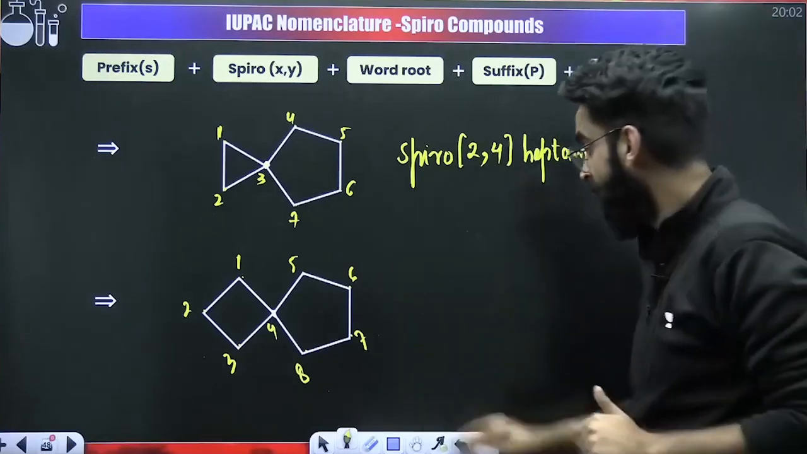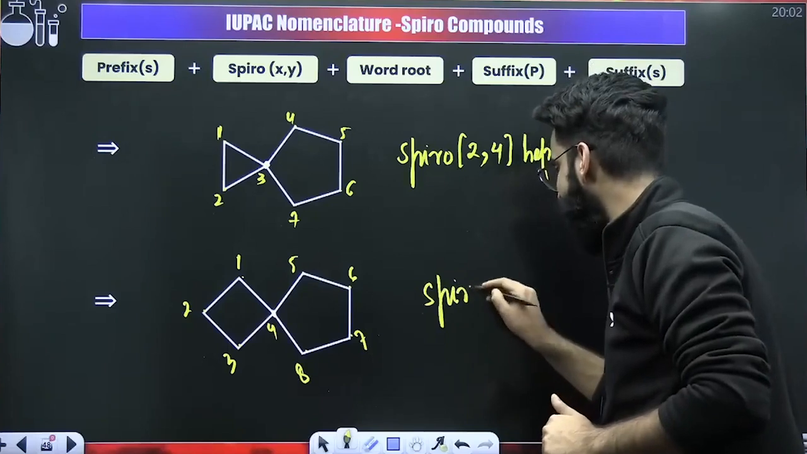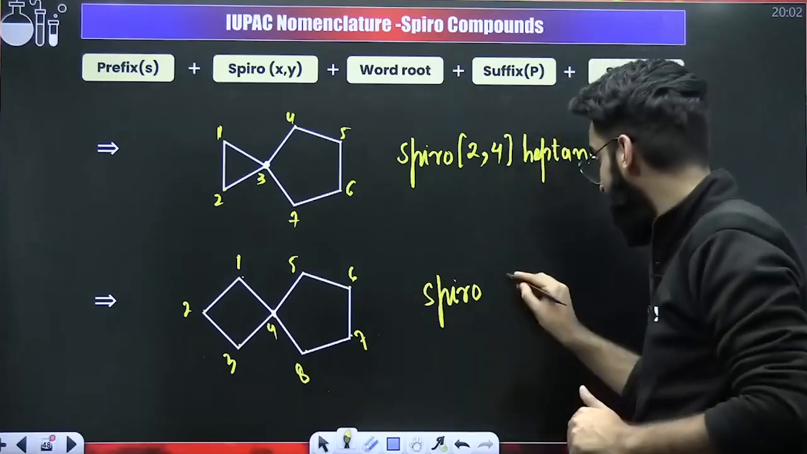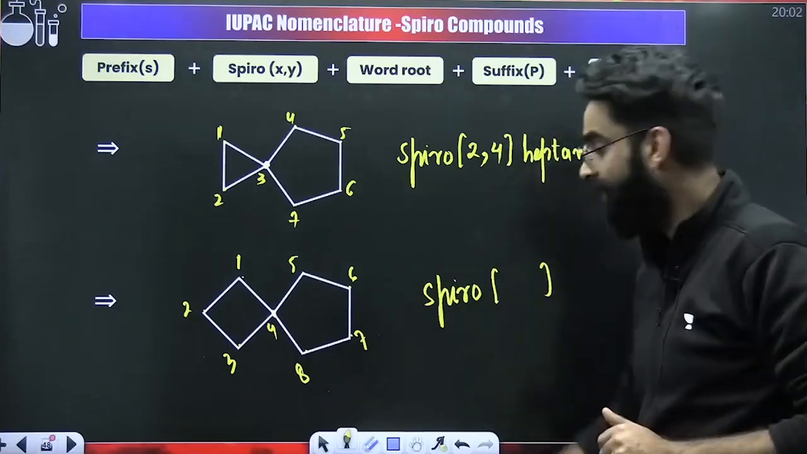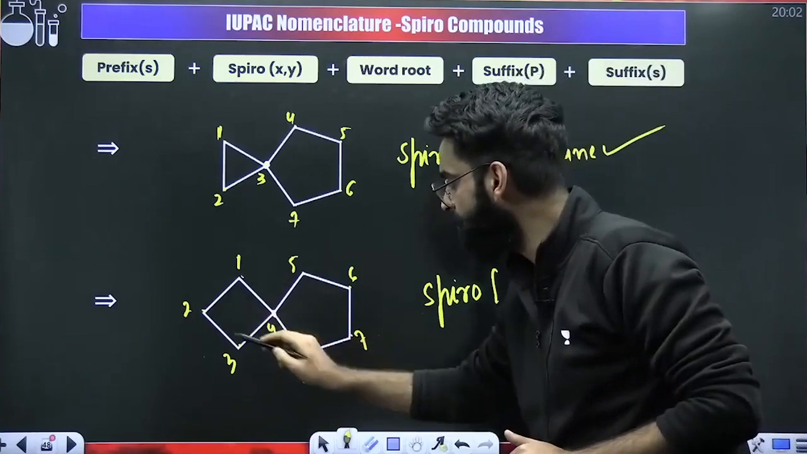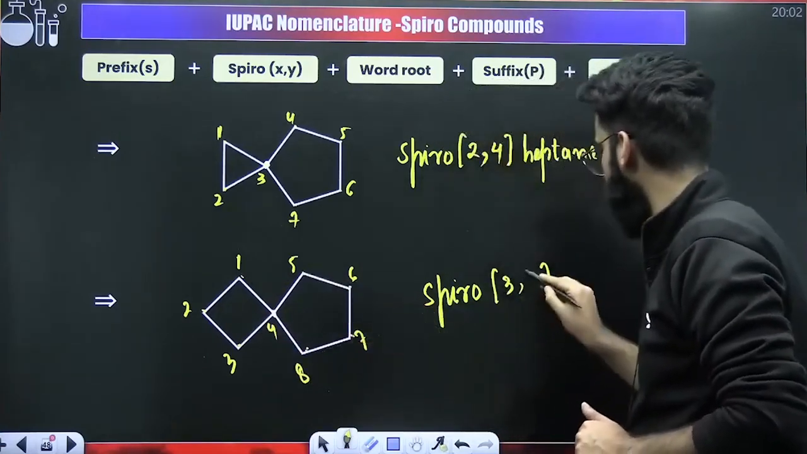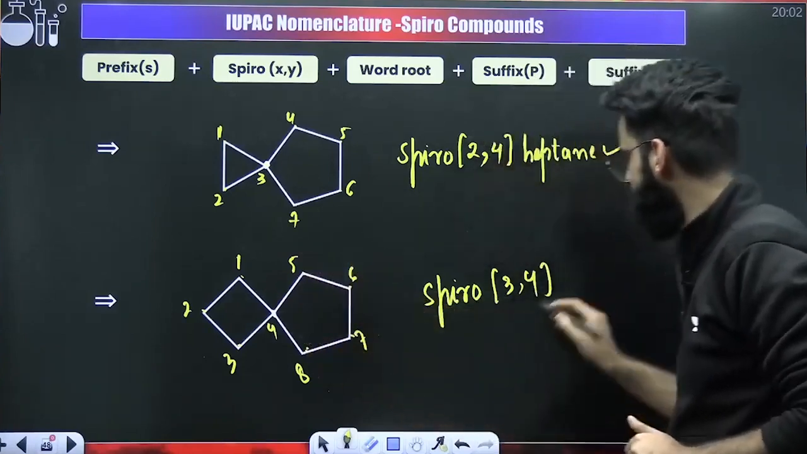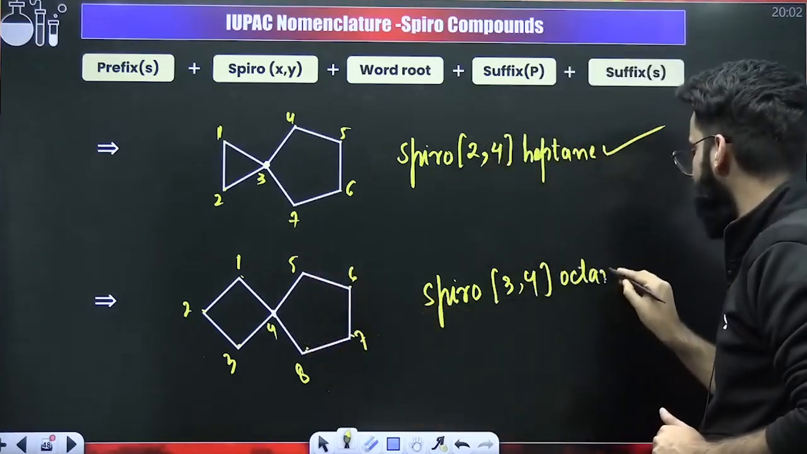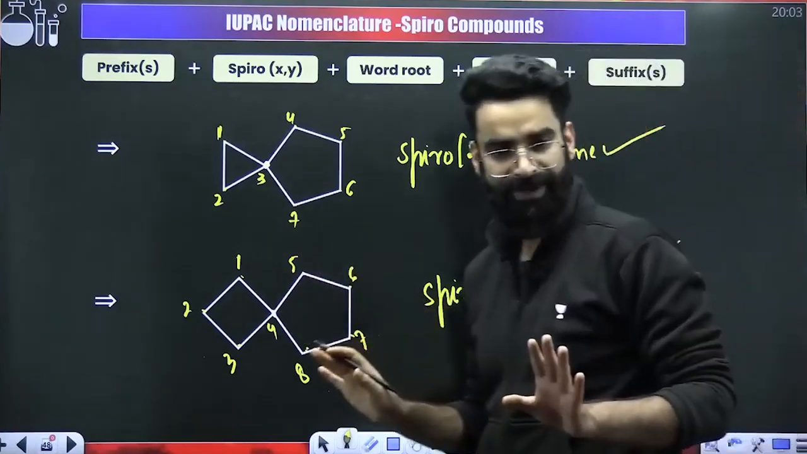Look at the next one. First, I'll start with Spiro, then bracket on. In the smaller size ring, 1, 2, 3. In the larger size ring, 1, 2, 3, 4. 4 carbon atoms. Total how many atoms? 8. So it's oct. Everywhere single bond. Octane.